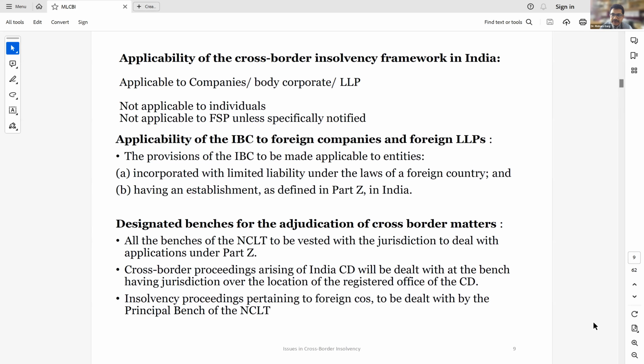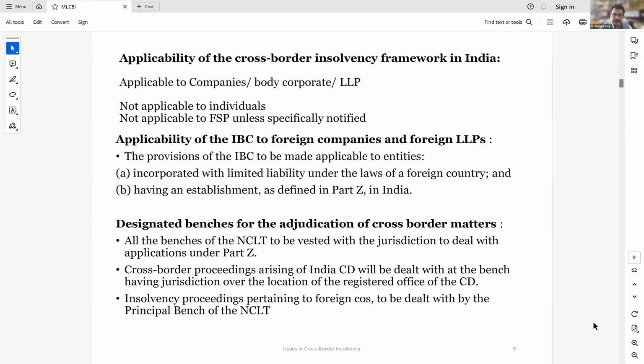Very soon, just within 2 years, the Ministry of Corporate Affairs issued this draft and named it Part Z, and it signifies that the intent is that there will be an amendment to the code, and this Part Z will be added as the next part to the Insolvency and Bankruptcy Code. Like we have Part 1, Part 2, Part 3, Part 4, similarly, the next part will be the cross-border insolvency. So for cross-border proceedings, all the benches of the NCLT will be vested with the jurisdiction.